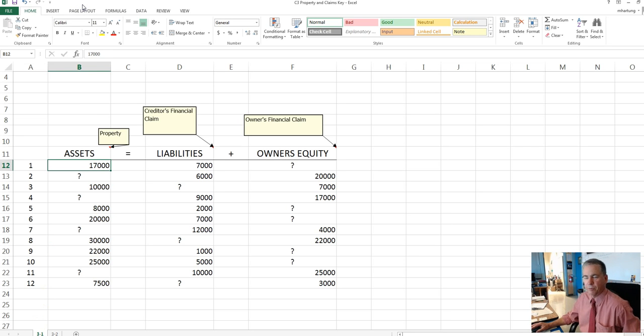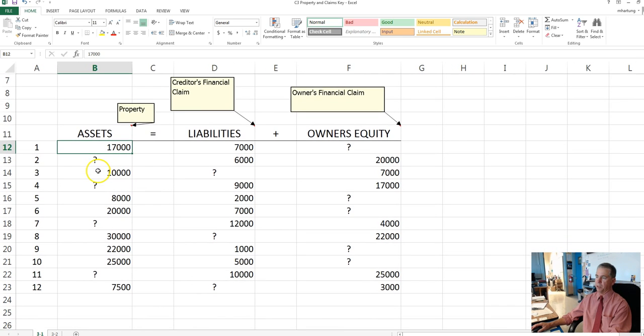Let's do some practice and review applying the accounting equation. In the last few days, we've talked about assets, liabilities, and owner's equity and the relationship between those two sides of the equal sign. On the left side, you have your assets, which is property that is either owned or controlled by a business.